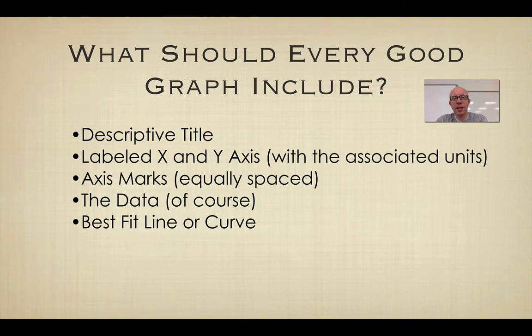Also, I want you to include axis marks equally spaced, so we have a nice linear grid, not just an arbitrary labeling. Then also the data on the graph, of course, that's pretty important for the graph itself. And then last of all, I always want you to draw a best fit line or curve, whatever fits the data so we can see the trend that is going on. So let's see what this looks like.